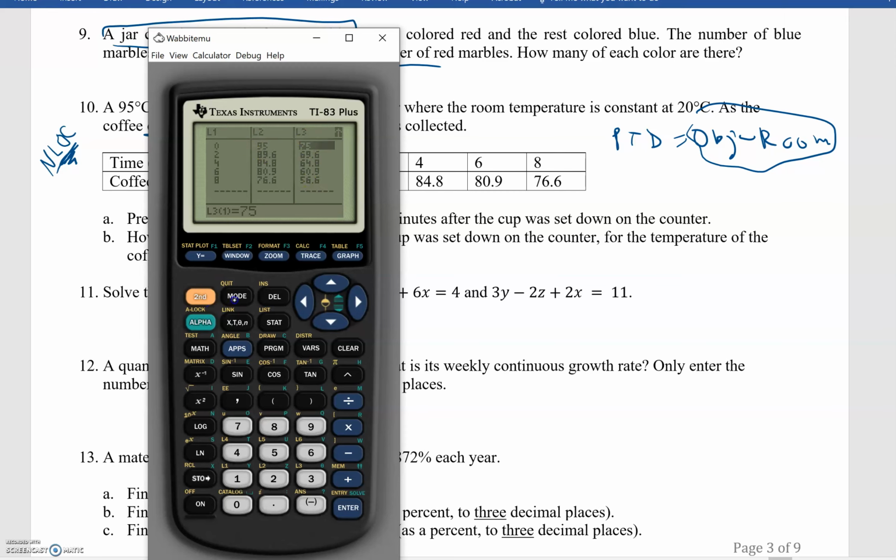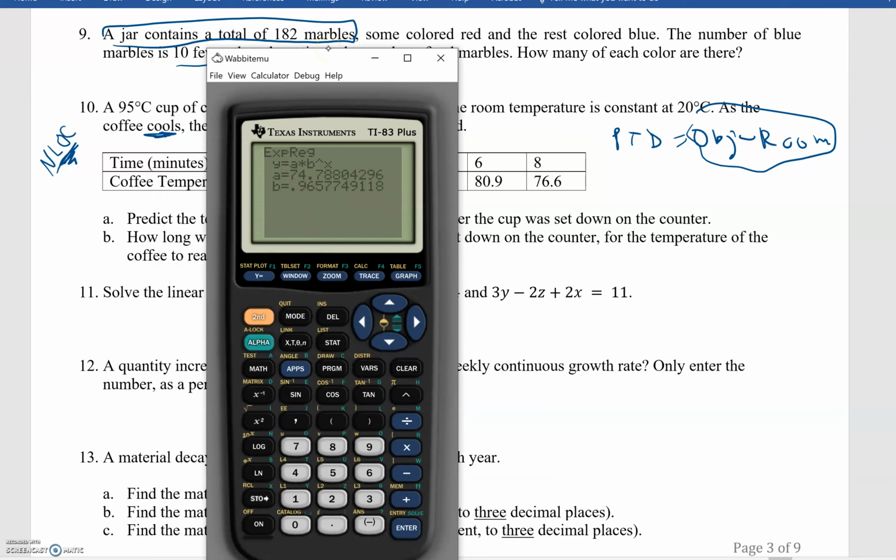And now to do the regression, we will do exponential regression on L1 and L3. Remember that we have to change that to L3 because of this PTD stuff. So there's our regression function. This is the PTD function. That's what we just found.